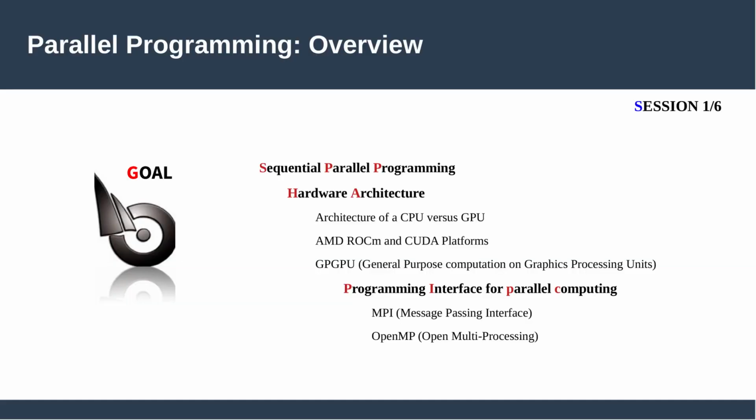Parallel programming involves dividing programs into concurrent subprograms executed on multiple processors. This requires coordination between processors, unlike traditional computing where a single processor executes instructions sequentially. Key platforms include AMD ROCm and CUDA, facilitating general-purpose computing on graphics processing units. Programming interfaces like message passing interface and open multiprocessing enable efficient parallel computing, enhancing performance and scalability.